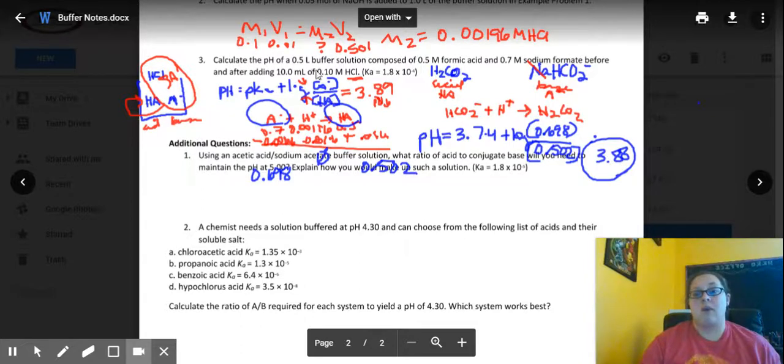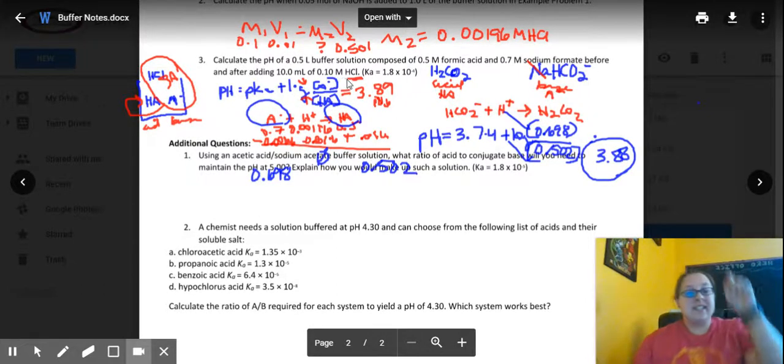Conceptually, did what we predict happen? Did our A minus decrease? Yes, it did. Did our HA increase? Yes, it did. Did our pH decrease a small amount? Yeah, in fact, it did. So this is how you solve the problem if they do not give you moles of an invader. Instead, they give you a volume and a concentration of your invader.